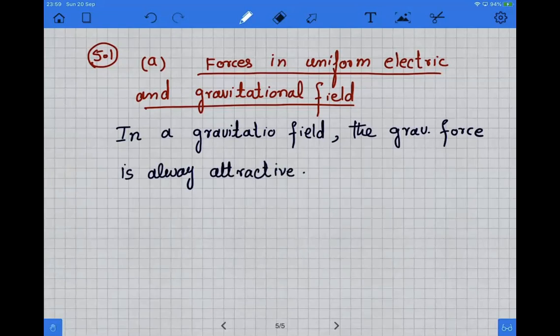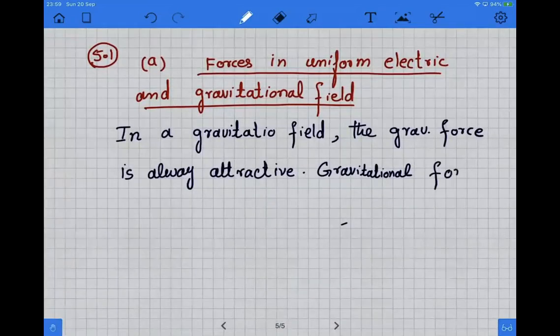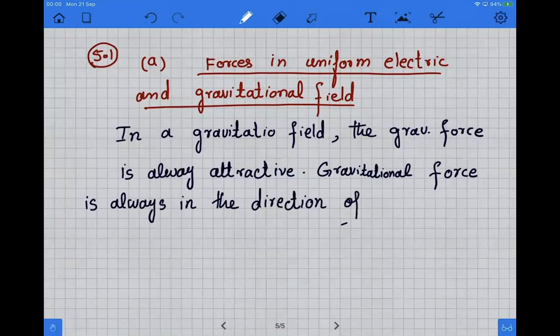And one more thing, gravitational force is always in the direction of the gravitational field. It's never in the opposite direction.